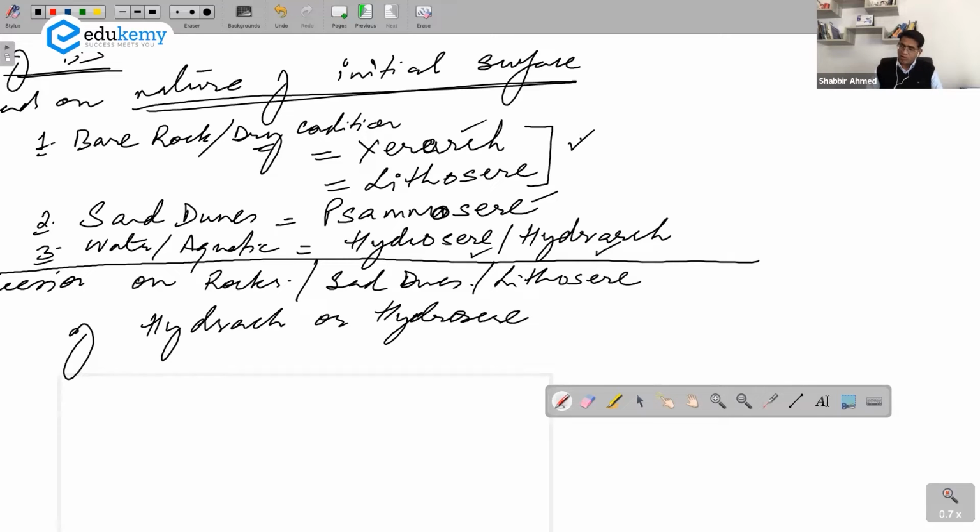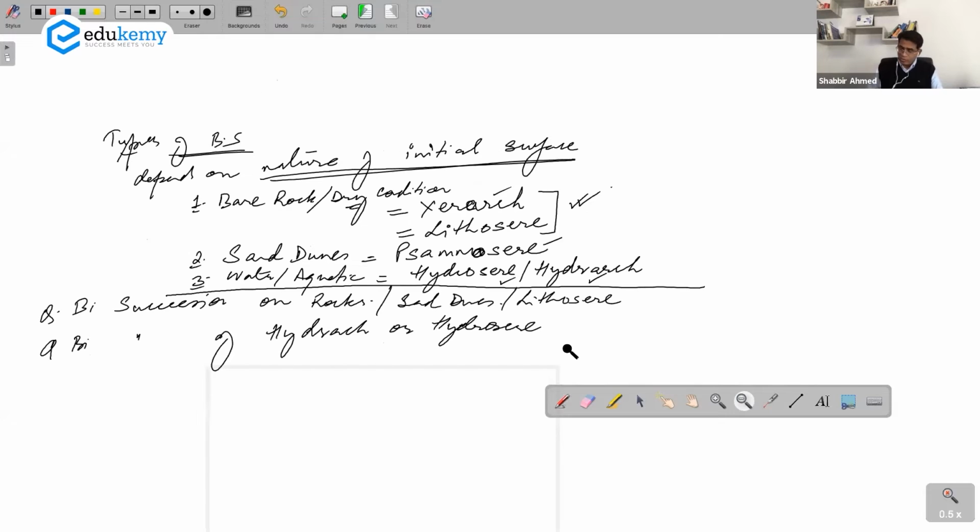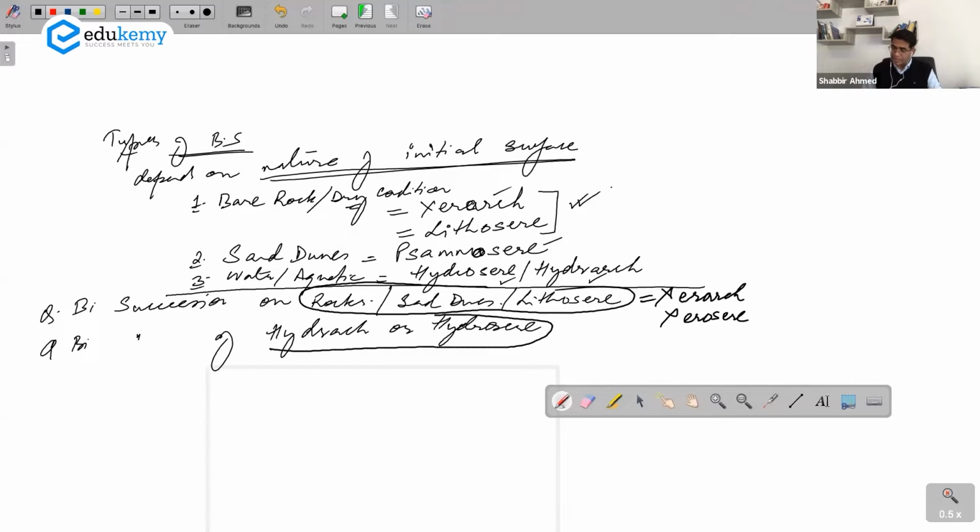But in both there are a lot of similarities, hydrarch and lithosere. So that is what I asked: discuss the biological succession on rocks or sand dunes or lithosere. I'll give you one common example. This is also the same as hydrarch or hydrosphere, write just that. I'll tell you two, read both of them, so that whatever they ask, you can write one of them. I'll give you two sequences, be with it.